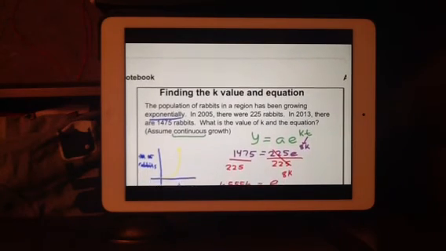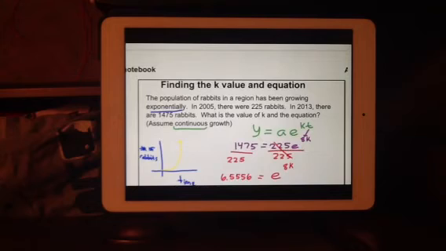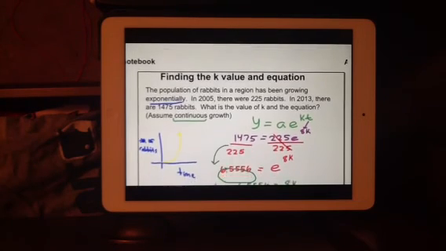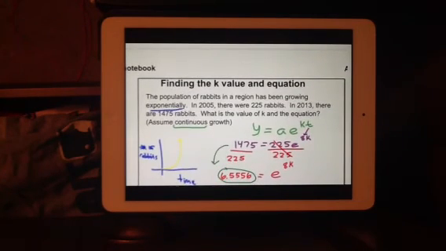So that's going to get me, when you do the division, 6.5556. That's just the division problem down here. On the right side of the equation, the 225 cancels out. We're just left with e to the 8k power. Now we notice our variable is part of an exponent.